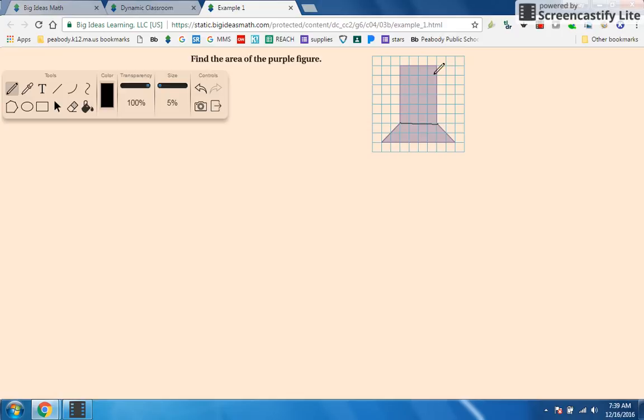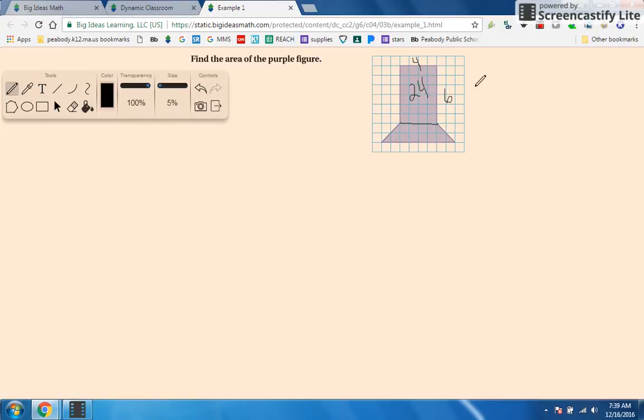So I'm going to find the area of the rectangle. It's length times width. If I count the boxes, I have 1, 2, 3, 4, 5, and 6, so my height or my length is 6. And then 1, 2, 3, 4, so my width or my base is 4. For a rectangle, you just do base times height or length times width. So 6 times 4 is 24. That's the area of my rectangle.